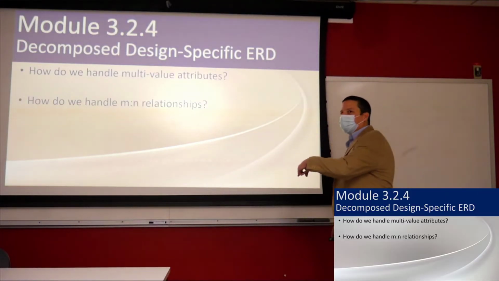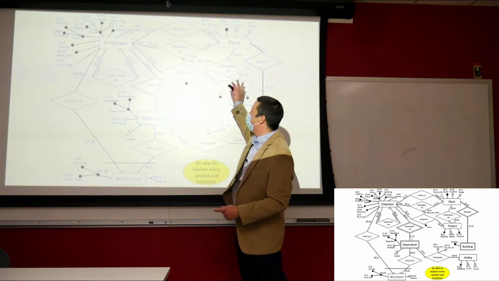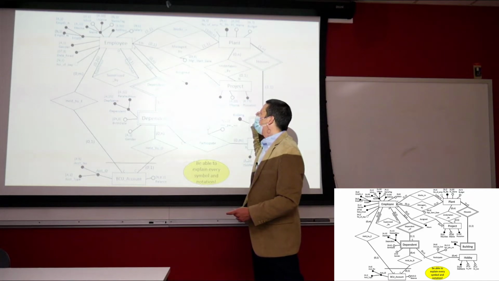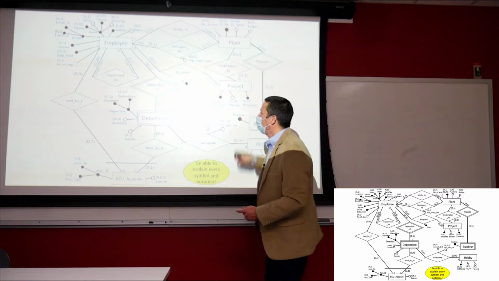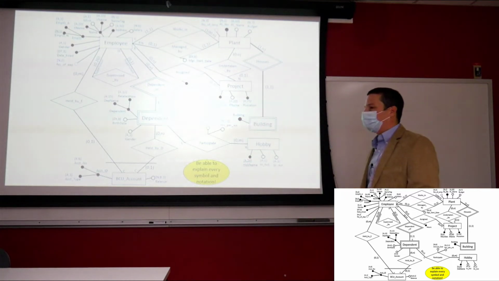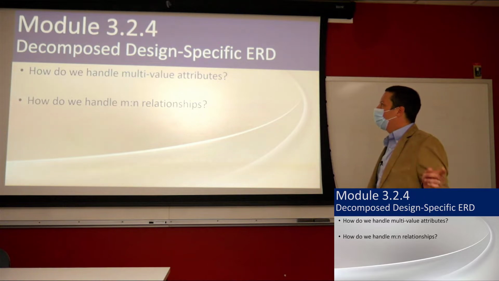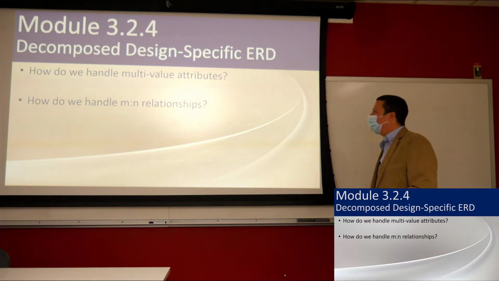So with that, I want to move into this week's content where we're going to expand and make this a little bit more precise and a little bit more ready to create our data definition language code that we're going to use to actually implement a database like this in something like Oracle or MySQL or whatever relational DBMS we're using. So in module 3.2.4, we're going to do our decomposed design-specific entity relationship diagram.